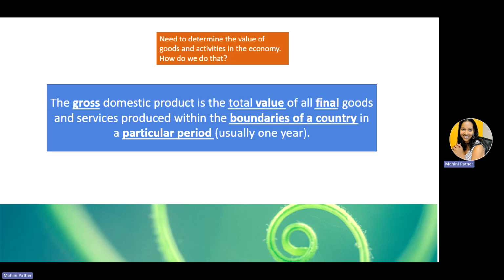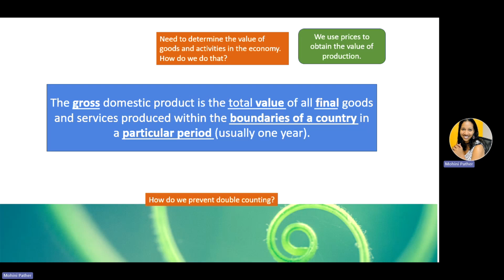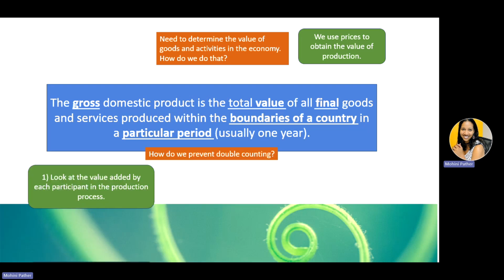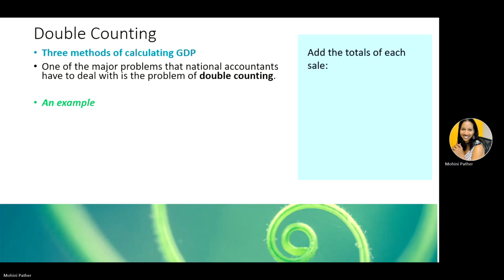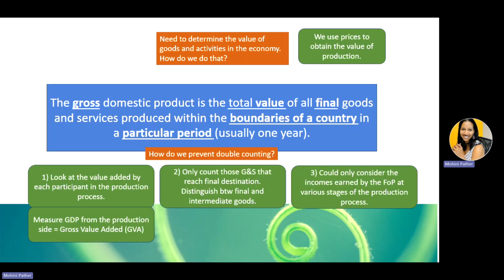We need to determine the value of the goods of our economy. What have we produced? There are a few different ways that we can do that. We use the prices. Why? Because the prices at the store are your final goods, and it's a great way to determine the value of production. So if we look at the value of the production of each participant in the process, then we are calculating GDP using production.